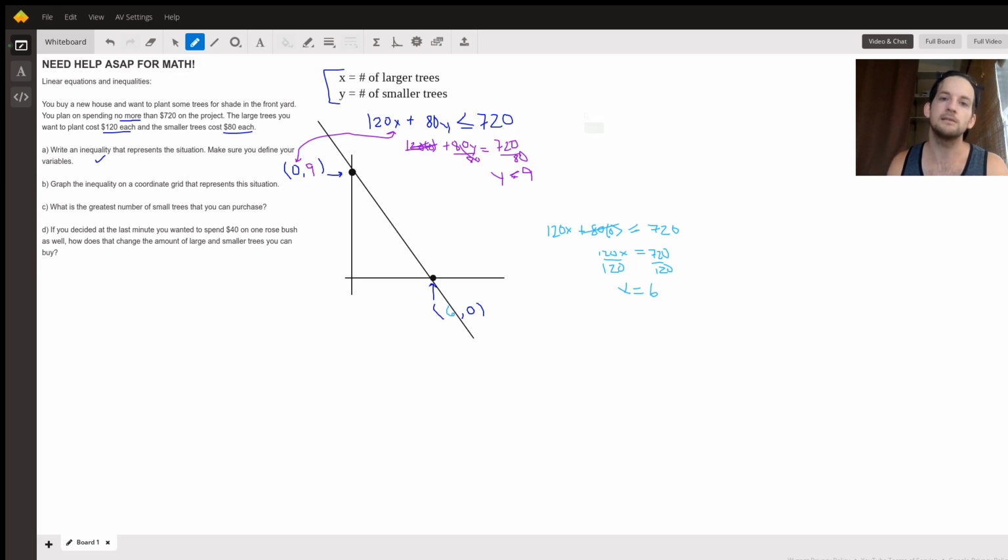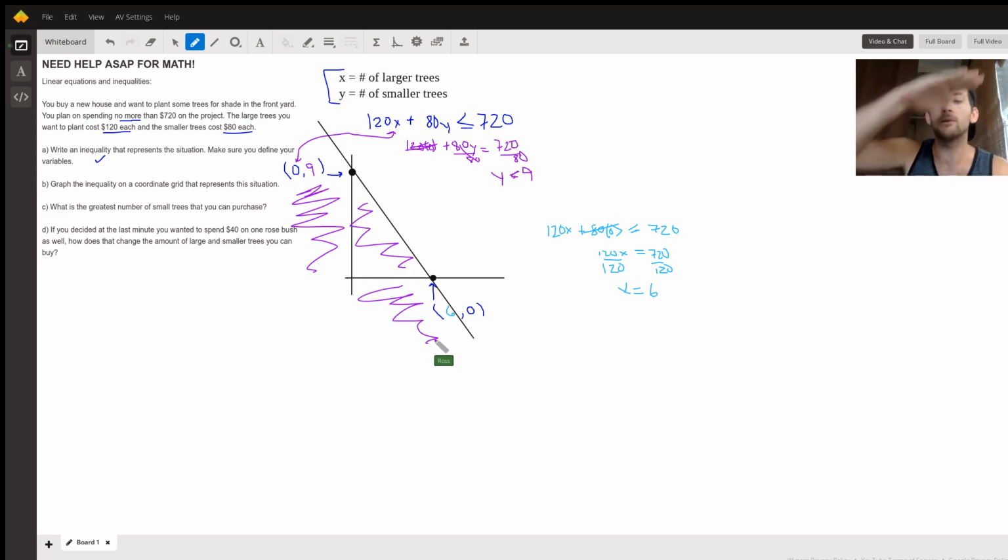We also, because this is an inequality, need to do some shading. You may remember that we need to shade either above the line or below it. And since this is a less than sign, we're going to shade below the line. So I'm going to go ahead and do that as much as I can. So we're going to shade in here, below the line here. Everywhere below that line gets shaded in because all of those are solutions. So that's part B.